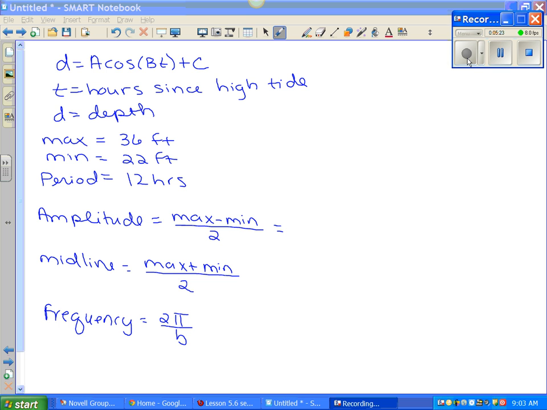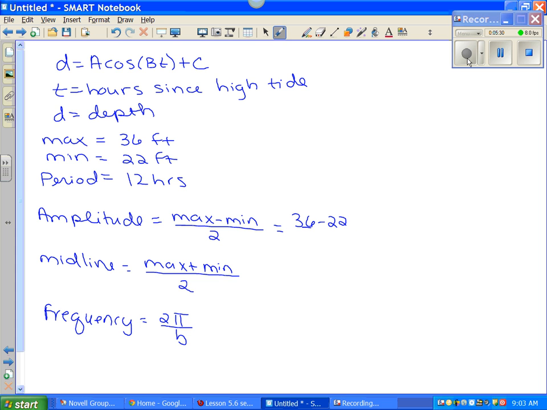Okay, so what'd you get for amplitude? 7, good. So we did max minus min divided by 2 gives us 7 what? Feet. Okay, you always want your units. Okay, midline, what'd you get? 29 feet. Great.